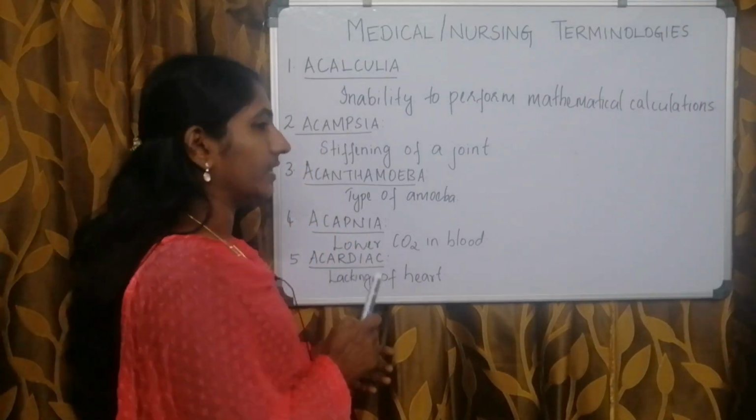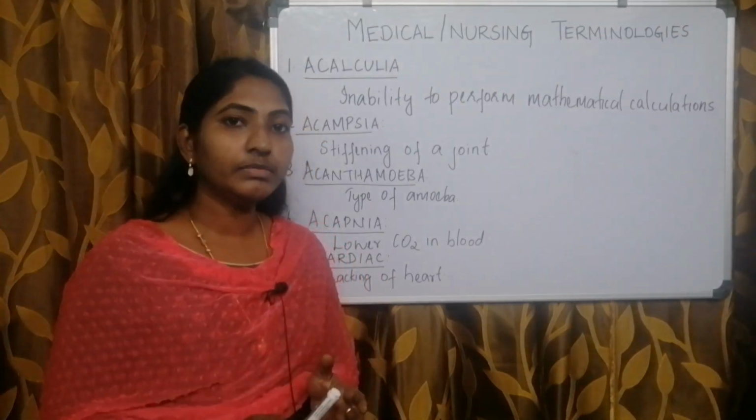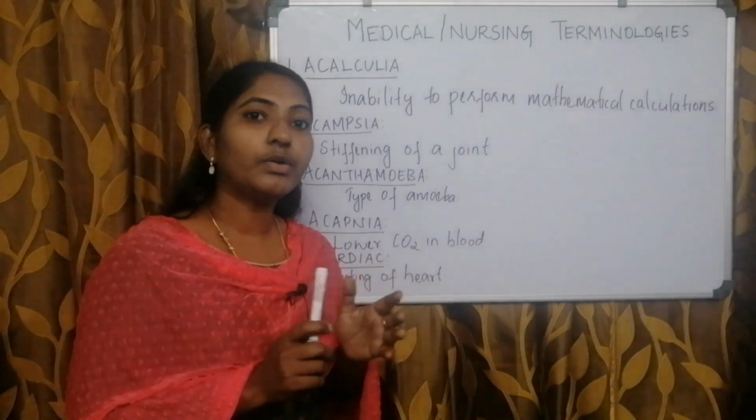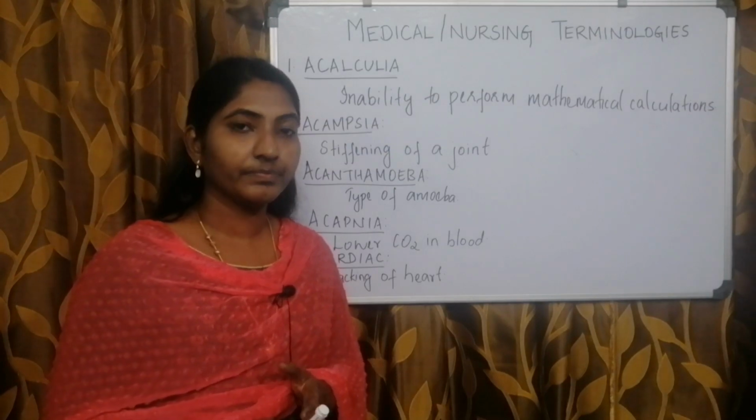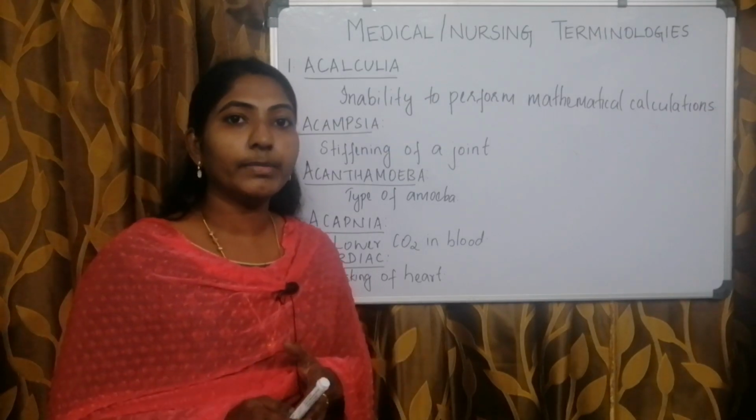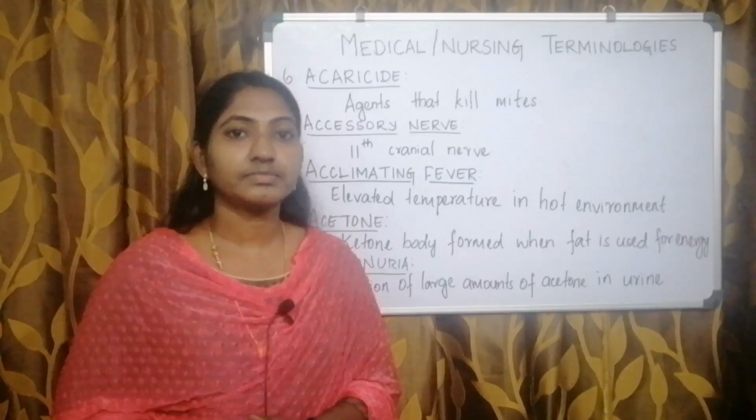Next one is acardiac. Acardiac is a term which is used to describe without a heart or lacking of heart. This condition is more common in conjoined twins.